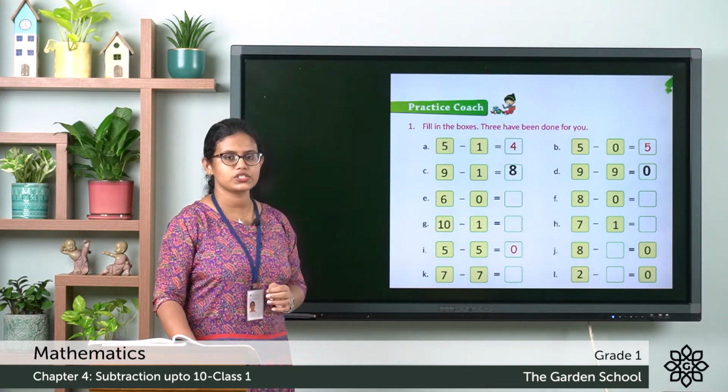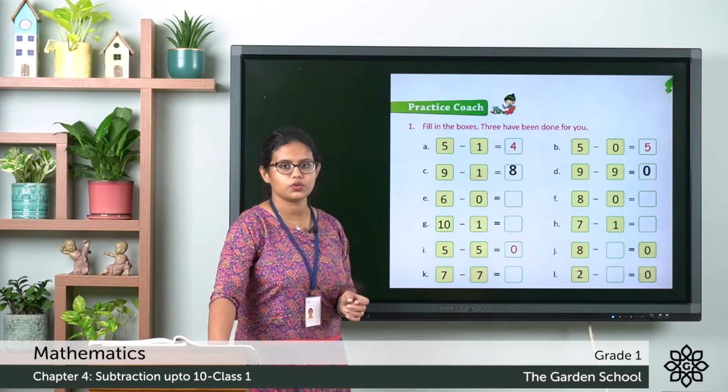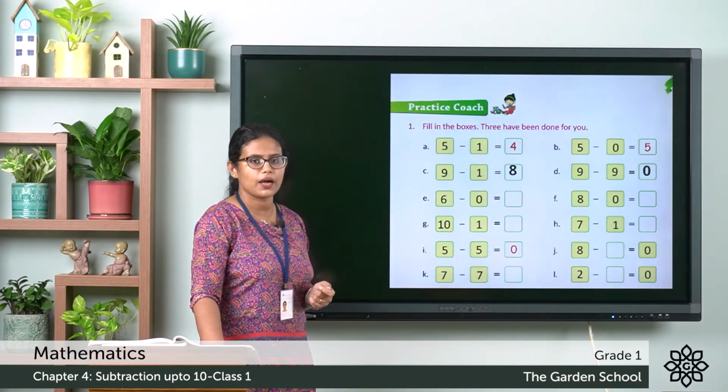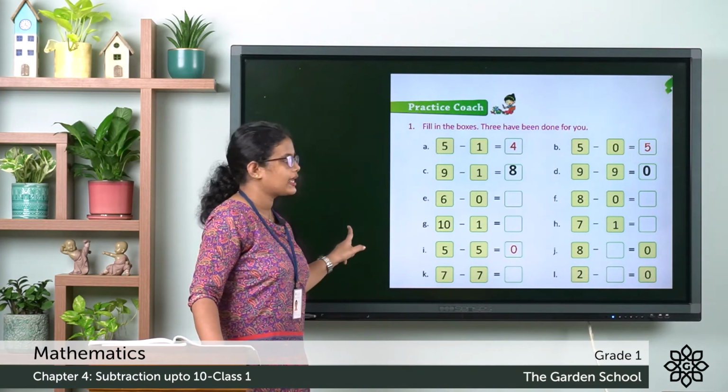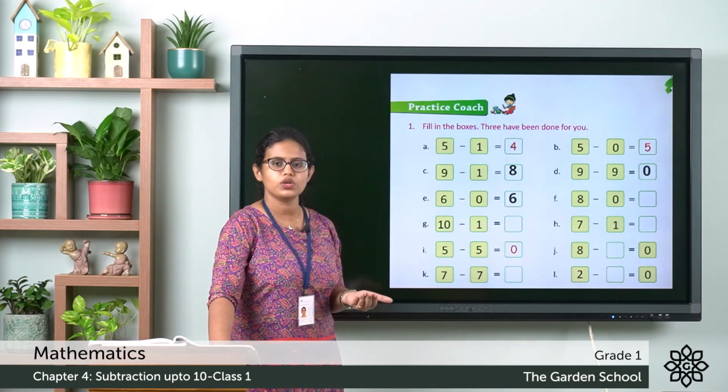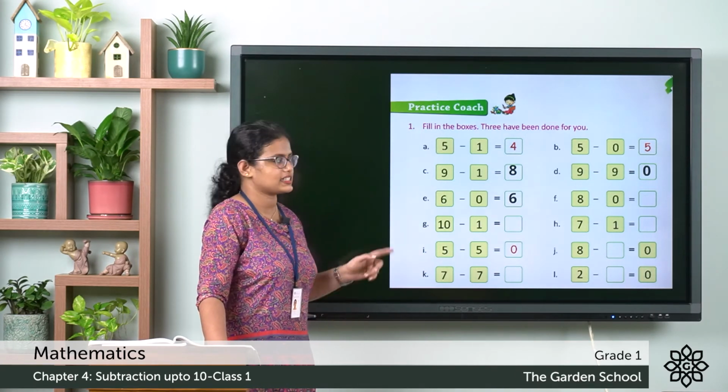0. The next one, 6 minus 0. So when you subtract 0 from a number, you get the same number. So what is 6 minus 0? That is 6. The next one, 8 minus 0. What is the answer? It is 8.